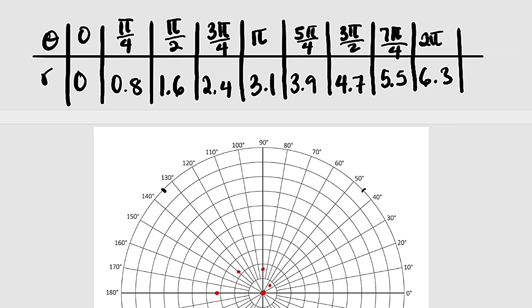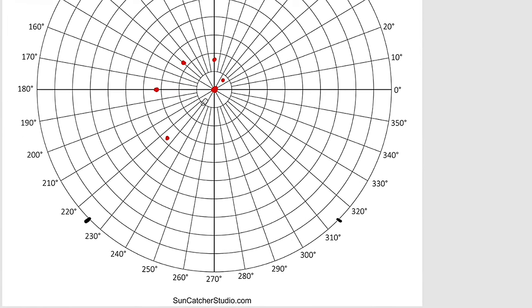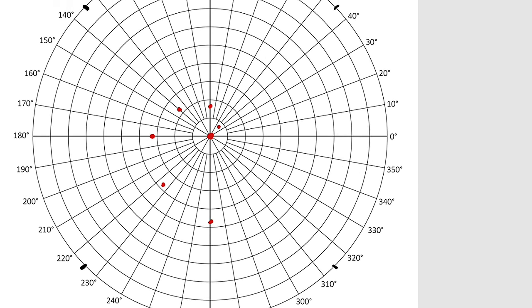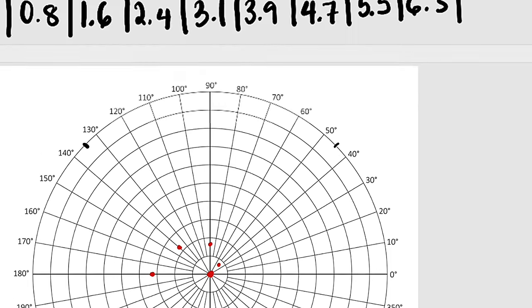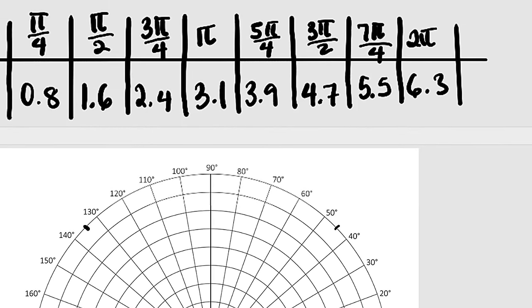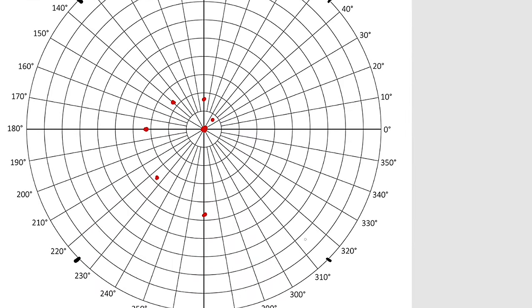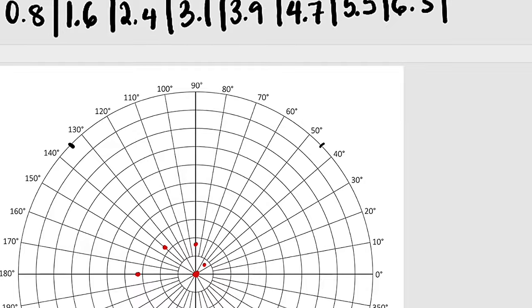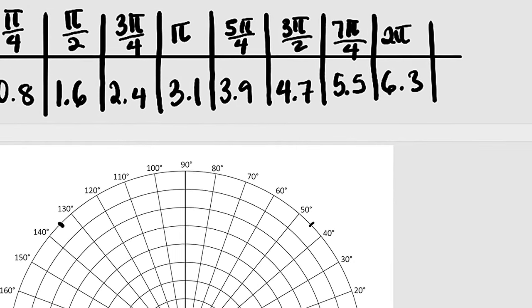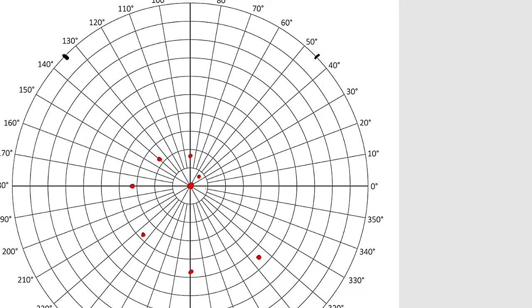Then 270 degrees, which is 3 pi over 2, we have our radius as 4.7. 1, 2, 3, 4.7. Somewhere here. Then the next one is between 310 and 320 degrees, which is 7 pi over 4. We have 5.5. You see, this is where the angle lies. 1, 2, 3, 4, 5.5 is situated here. Then lastly, we have 2 pi. It has a radius of 6.3. 1, 2, 3, 4, 5, 6.3.